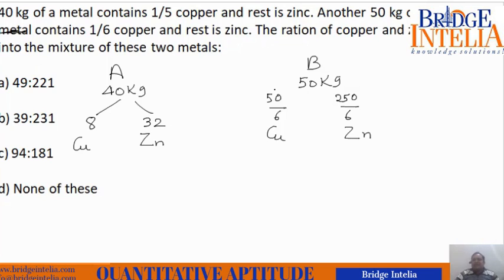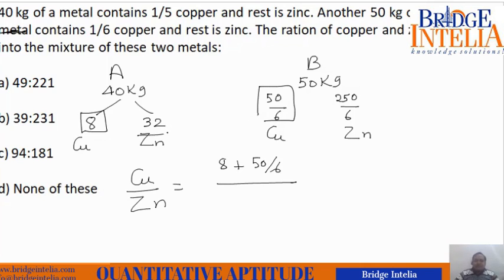Now, if you mix them, what will be the final ratio of copper and zinc? So final copper is 8 from here and 50/6 from here. So 8 plus 50/6. How much zinc? 32 plus 250/6. So I think the 6 will get cancelled.